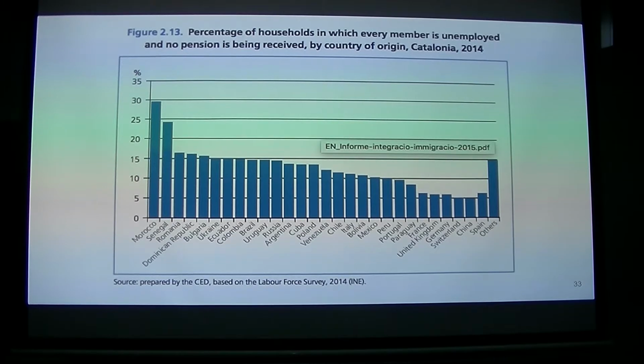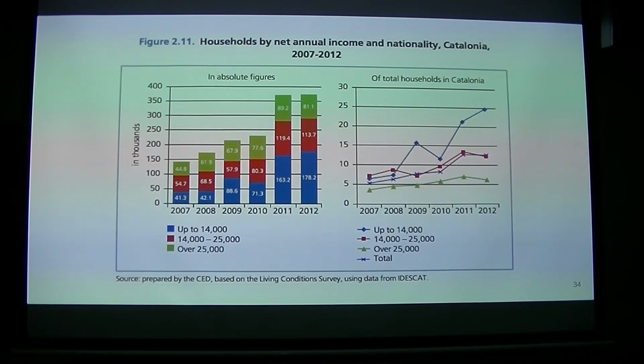And next, on household income, 34. Households by net annual. What is this? I couldn't understand what this is. Over 25,000 absolute. What does that mean? Maybe nothing mentions the nationality, but I couldn't do the deep interpretation. I'm looking at it and I can't understand what it is. Because 2011, 2012, yes, that looks like there were more people.